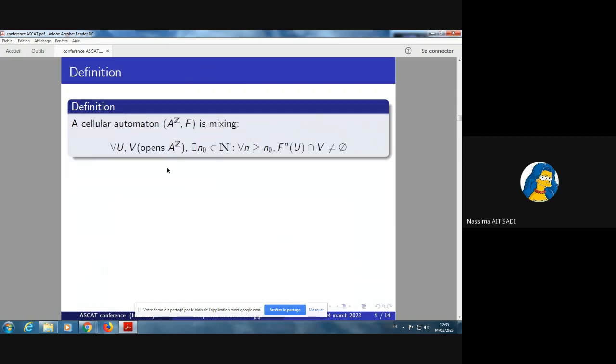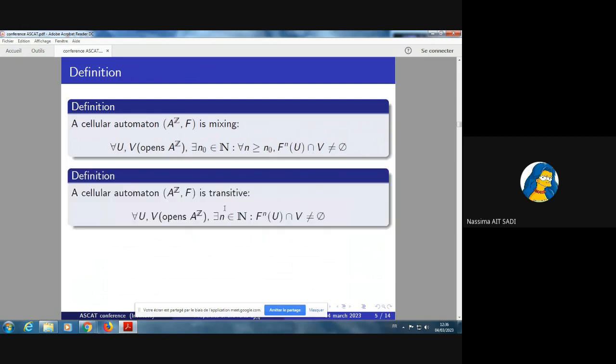Well, we give some definitions. A cellular automaton F is mixing if for any two open sets U and V, there exists an integer n0 such that for any integer l greater than n0, the l-th iterate of U intersected with V is not empty. And a cellular automaton is transitive if for any two open sets U and V, there exists at least one integer n such that this intersection is not empty.